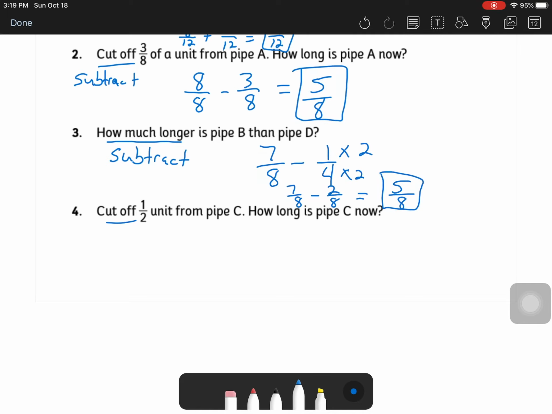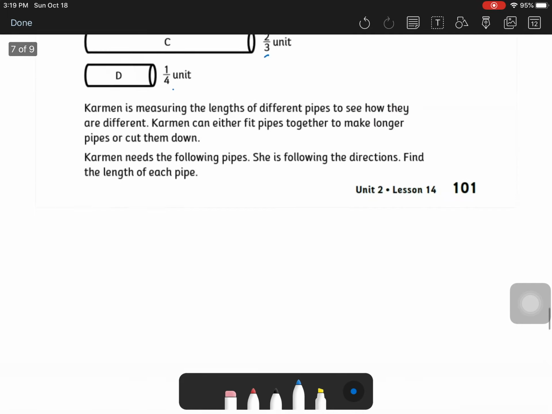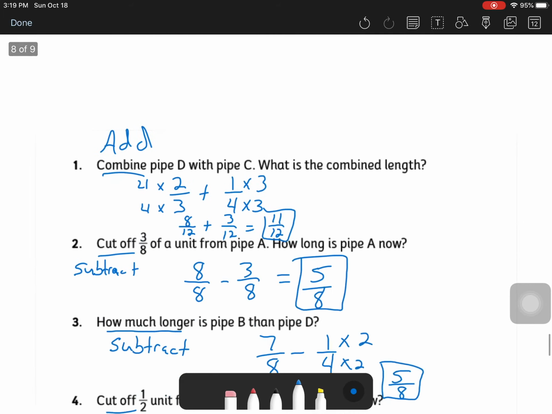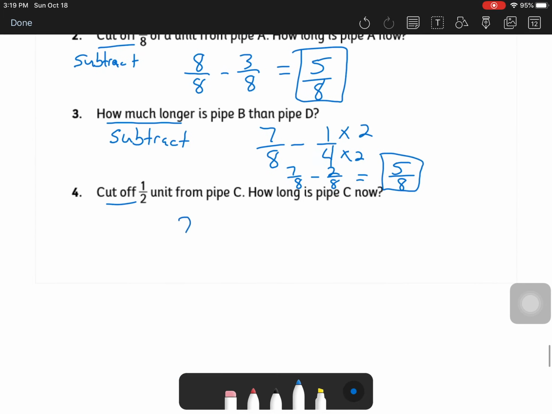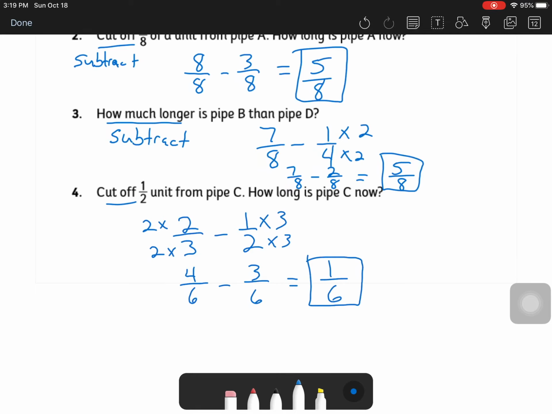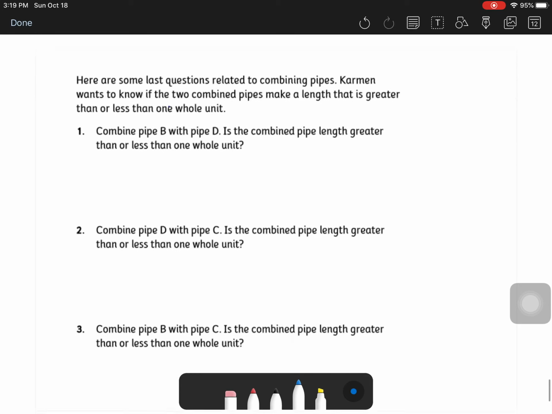And finally, cut off, so we saw that again. That means subtract 1/2 from C. C was 2/3, so we're going to have 2/3 minus 1/2. And we've got a 3 and a 2. Our common multiple would have to be 6. So I'm going to multiply by 2's there and by 3's here. And so that's going to give us 4/6 minus 3/6. 4 minus 3 is 1. So 1/6 would be our answer.